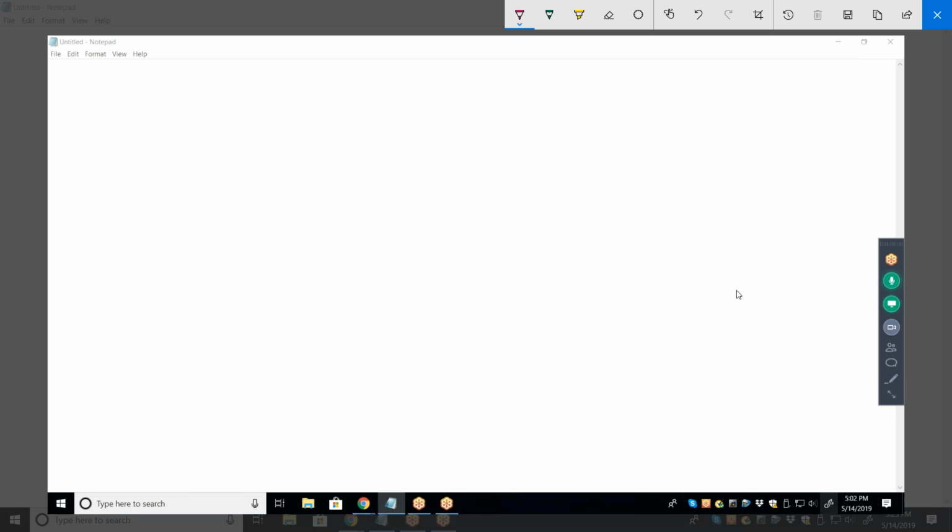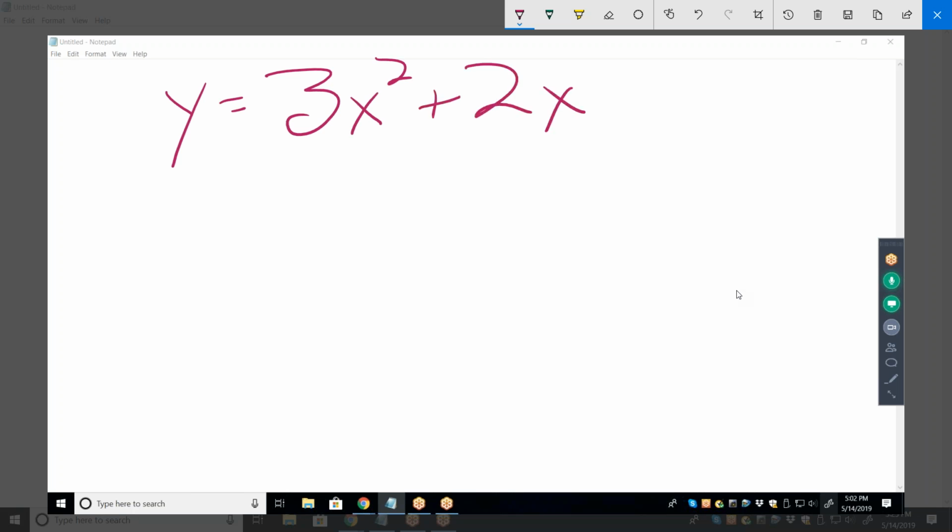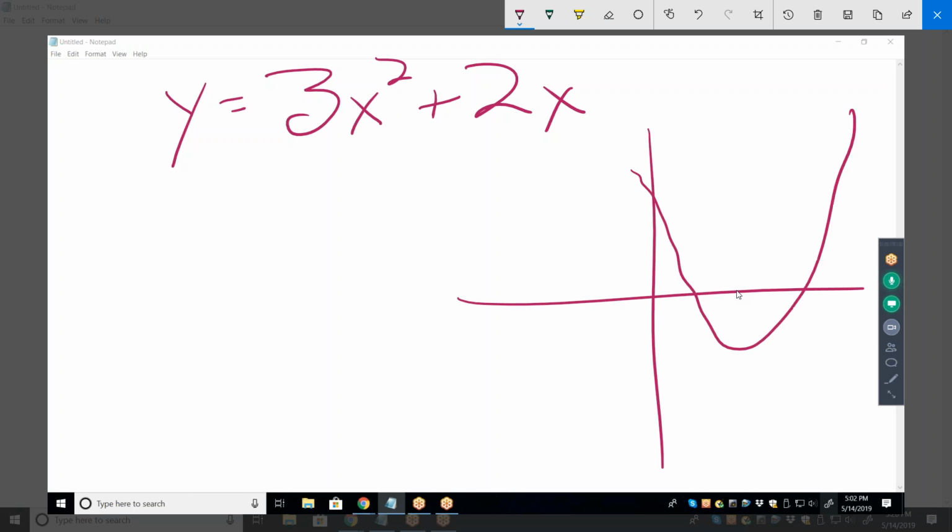So y equals 3x squared plus 2x. And they want the x-intercept? Yeah. The key thing is knowing what the x-intercept means. If I have a graph, this is a quadratic that opens up. I'm just going to approximate it like that. But there are 2 x-intercepts there, right? Yeah. What's true at both of those spots?